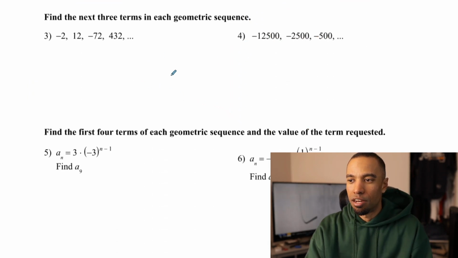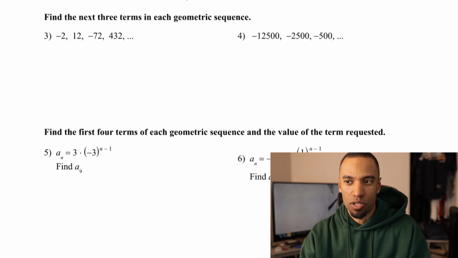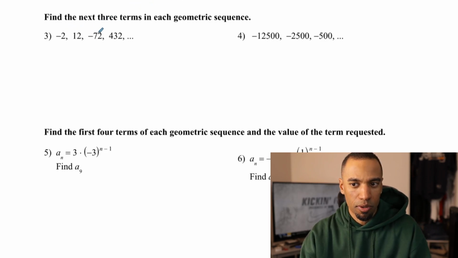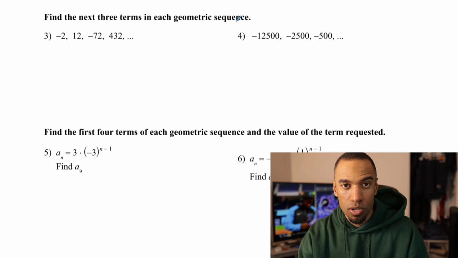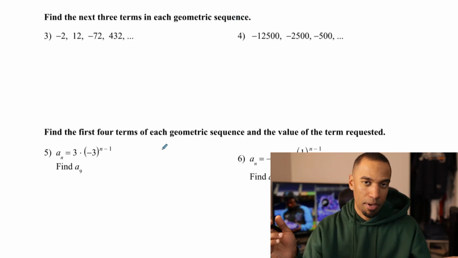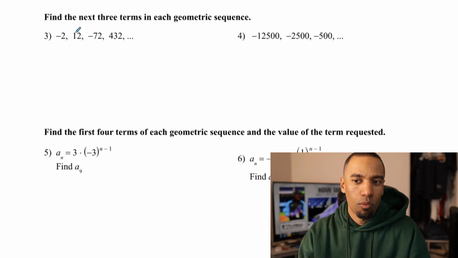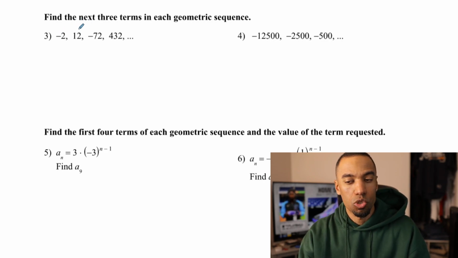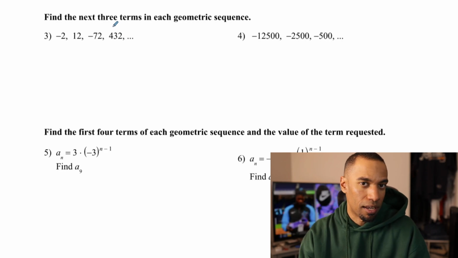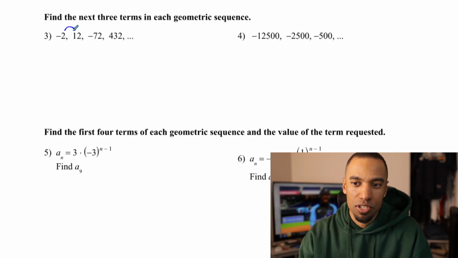Okay, number 3 and 4, find the next 3 terms in each geometric sequence. So again, determine what you're multiplying by here. This time I tell you it's geometric, and all the rest of these are geometric. So we're not checking to see if they are. They are. So if I figure out what negative 2 times what is 12, then it's going to be the same thing here automatically. I don't even have to check. And that's going to be negative 6, right?